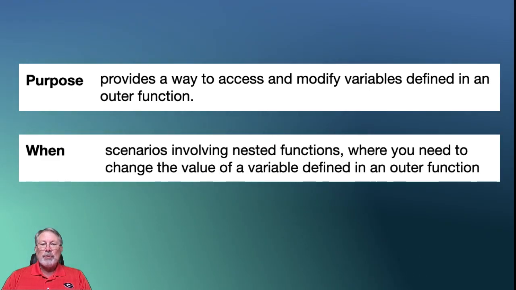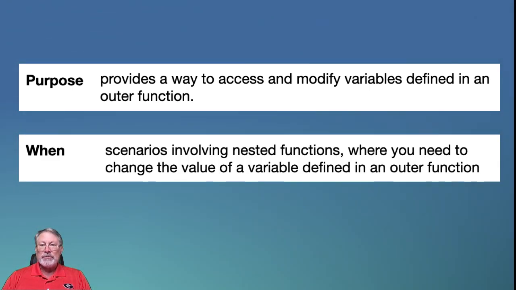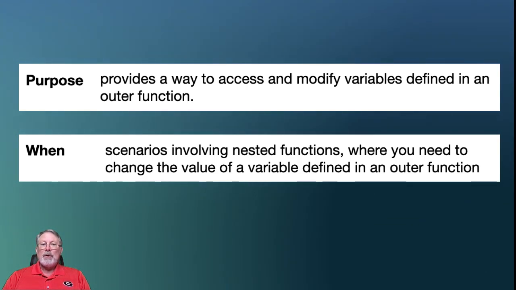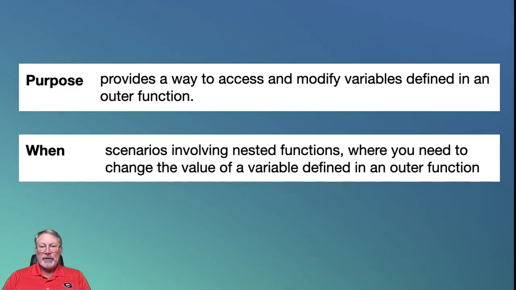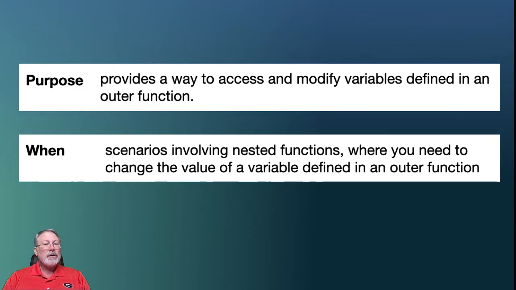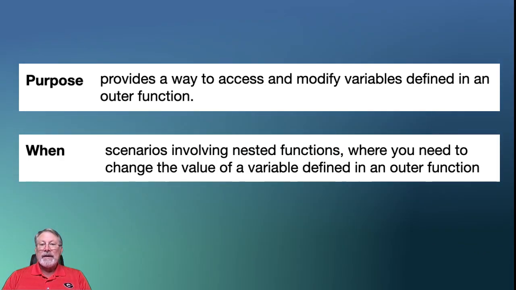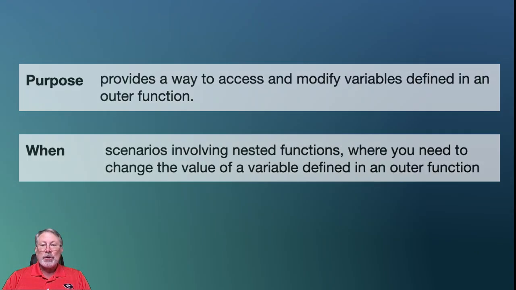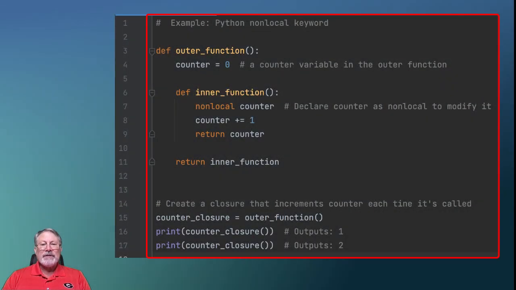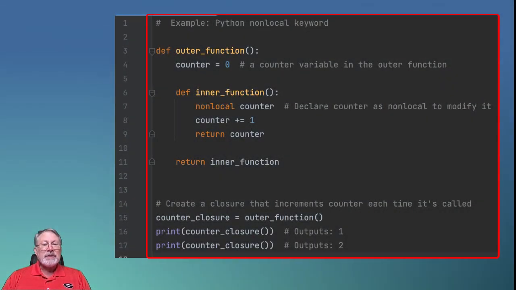The nonlocal keyword shines in scenarios involving nested functions, where you need to change the value of a variable defined in an outer function. It's particularly useful in callback functions, closures, or when implementing decorators that require state retention across calls. Let's illustrate the use of nonlocal with a simple example.